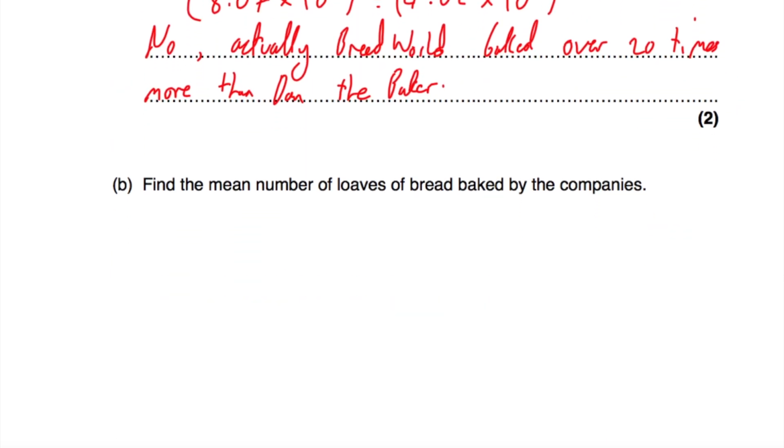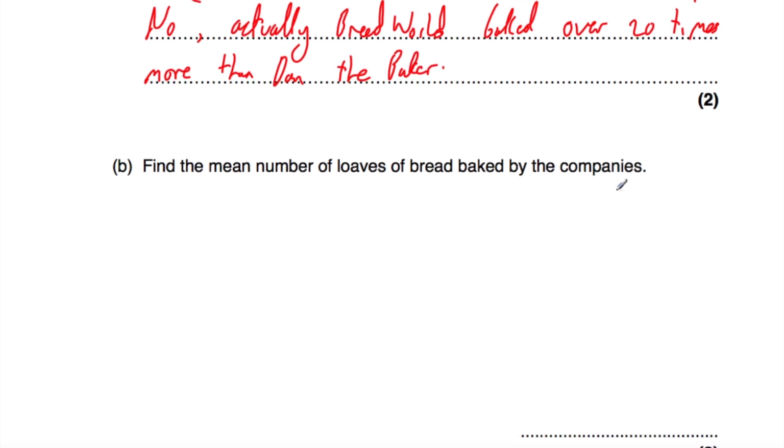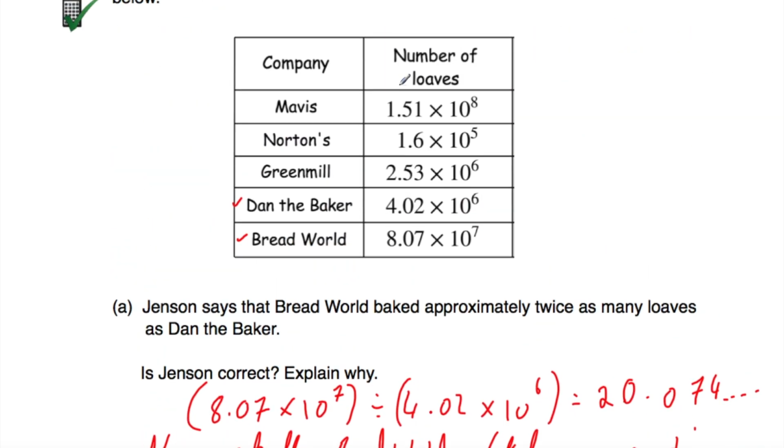Part B says find the mean number of loaves of bread baked by the companies. So to find the mean, we add up all the values and divide by the number of values. So what we're going to do is add up the number of loaves baked by each of the companies and then divide by 5. Now it's a calculator question, so that's quite nice. We can add these values up and see what we get.